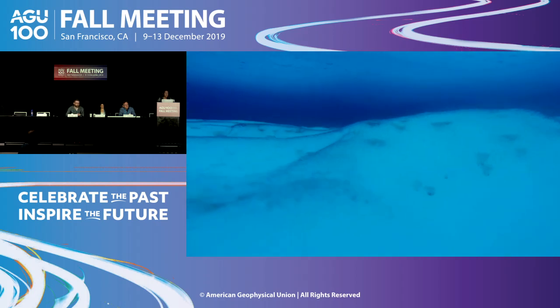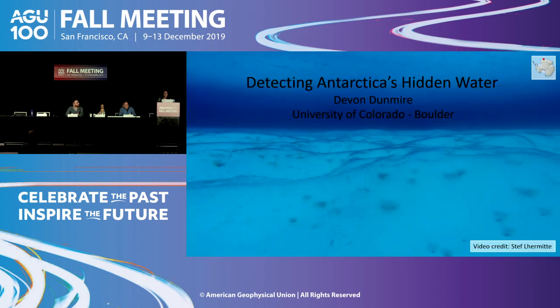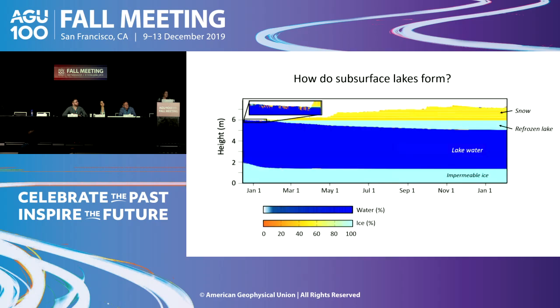We know a fair amount about the distribution of surface meltwater because surface meltwater lakes are easy to see in optical imagery. However, the distribution of subsurface water remains relatively unknown because they're buried beneath the surface, and so we need to use other tools in order to detect them. The next logical question that I always get asked is, how do these lakes form?